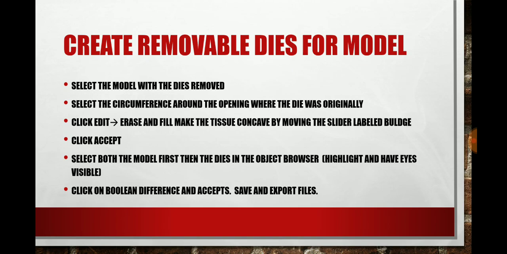And this is very important that you select that first, because when you go to Boolean difference, which is the next step, you have to select it first so that it will Boolean difference the right part, so it takes away the dye that you've already made. I also make a copy of that dye in the object browser, so that kind of helps. And again, click on the Boolean difference and inspect what it outputs, and then save and export your files. And that's pretty much all there is to it.